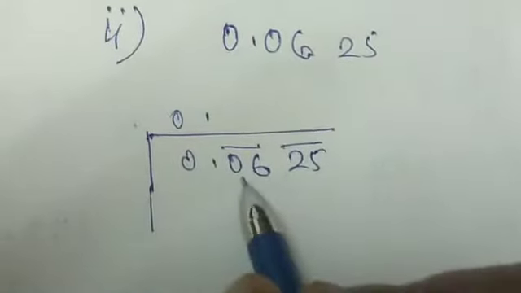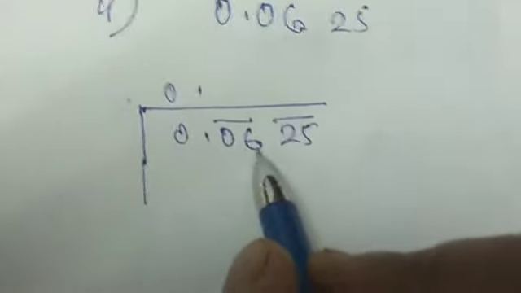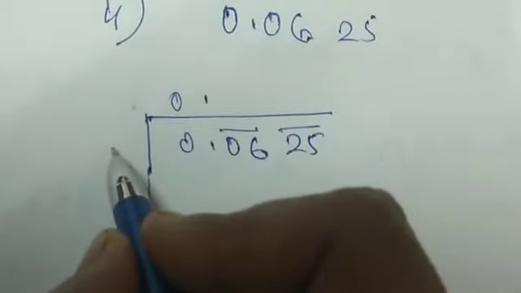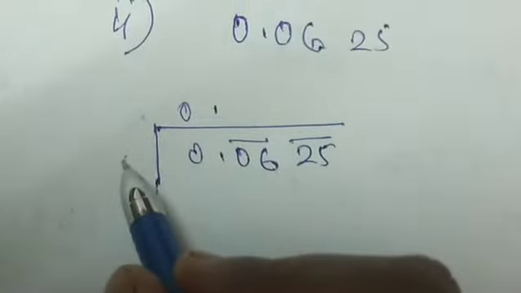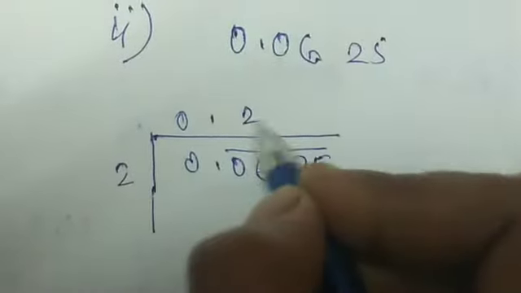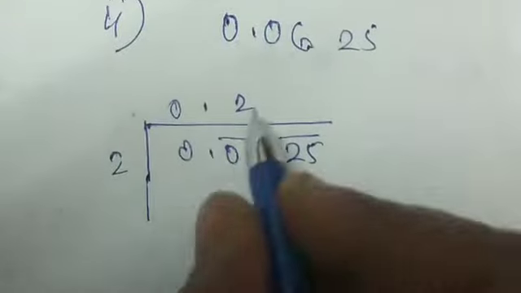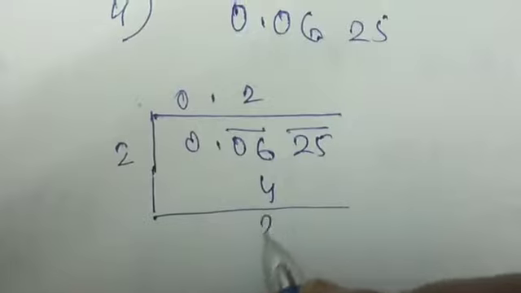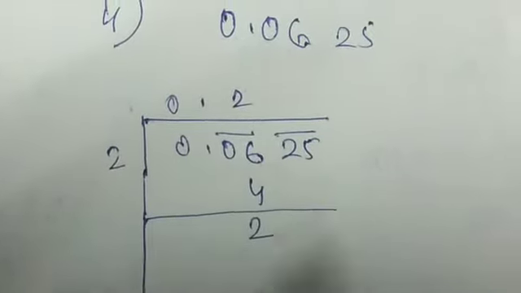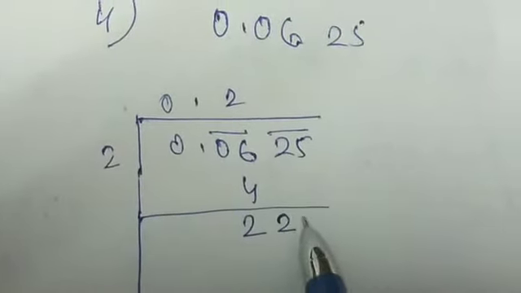Now you have to choose some number for 06, that means 6. So you can't take 2 3s are 6. So what should be taken? 2. 2 2s are 4. We cannot take 3 also. 3 3s are 9. It will be greater than 6. So here it comes 2. Okay. Now this 25 will come down together.